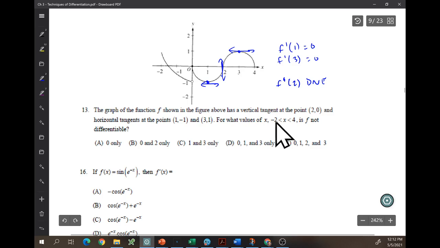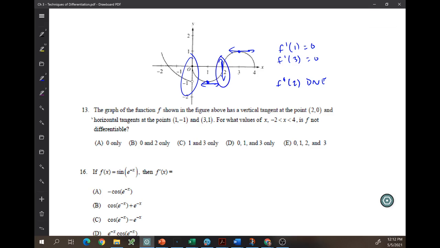It says for what values of x is f not differentiable? Well, it's not differentiable when it makes that jump and at the vertical tangent. So that's at x equals 0, right? This is at the 0, and then this is at the 2. So 0 and 2.